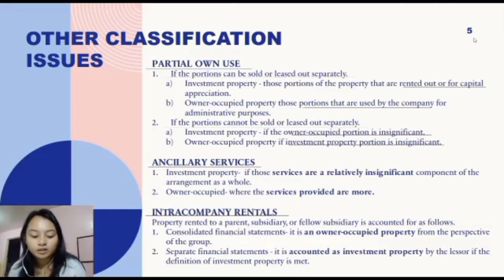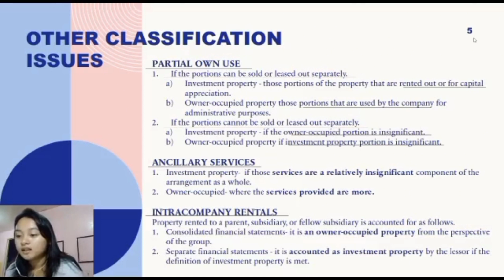And the second one, owner-occupied, where the services provided are more significant, such as in the case of an owner-managed hotel, where services provided to guests are significant to the arrangement as a whole. It may be difficult to determine whether auxiliary services are so significant that a property does not qualify as investment property. Judgment is needed to determine whether a property qualifies as investment property, and an entity develops criteria so that it can exercise that judgment consistently in accordance with the definition of investment property.